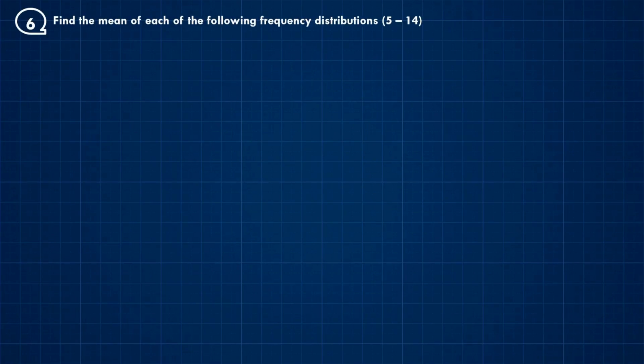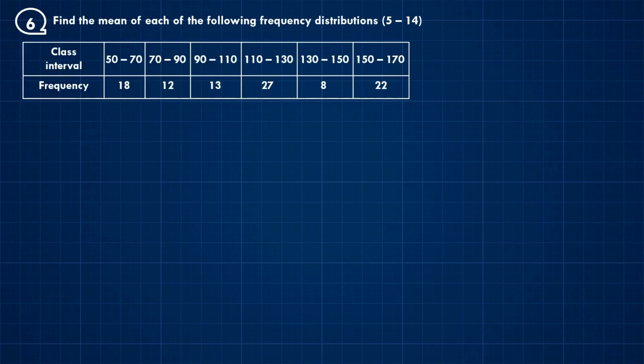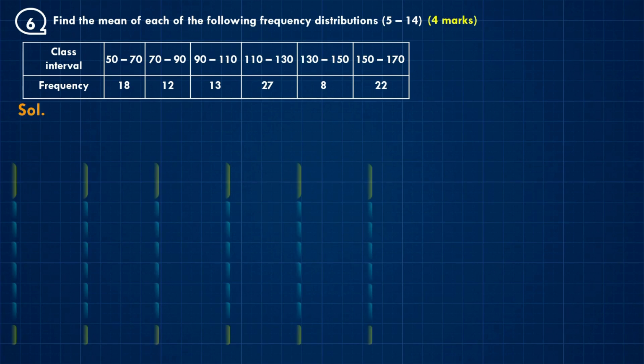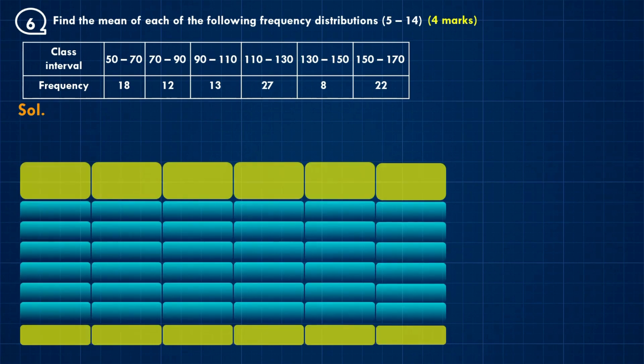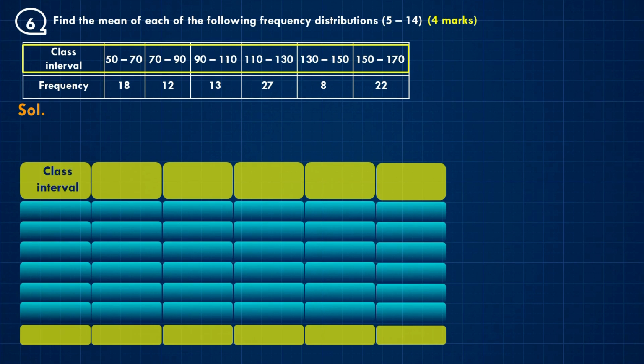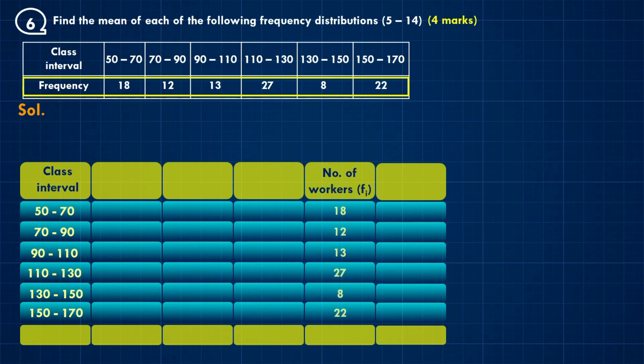Now let's move to the next problem. Find the mean of each of the following frequency distribution. So the class interval is given and the frequency is also given. So this question is a 4 marks question. So let's draw the table first. First we put down all the class intervals, then the frequency.